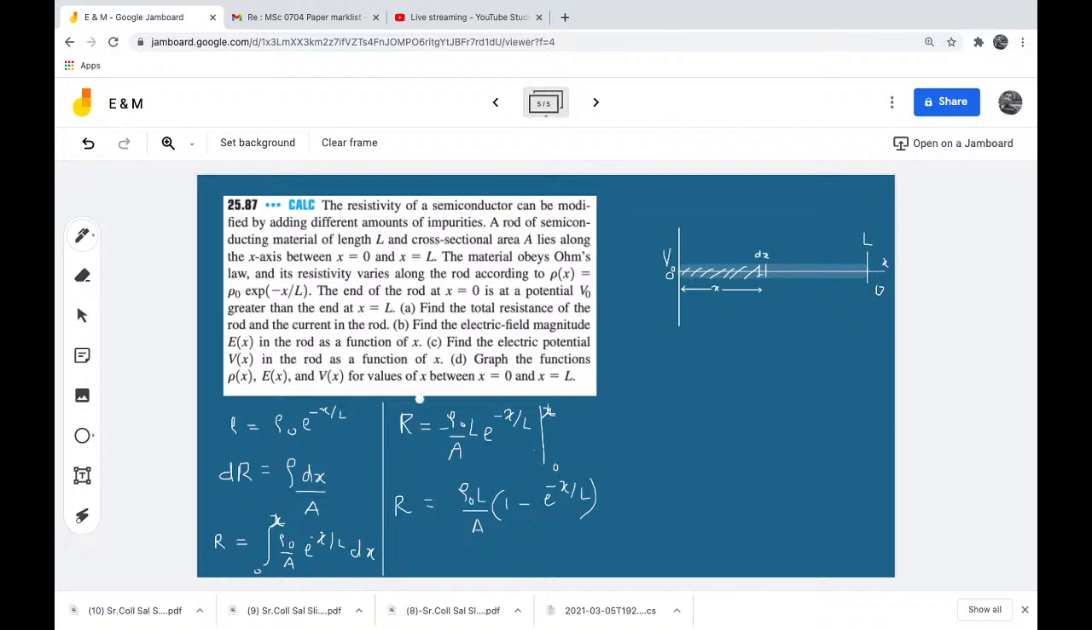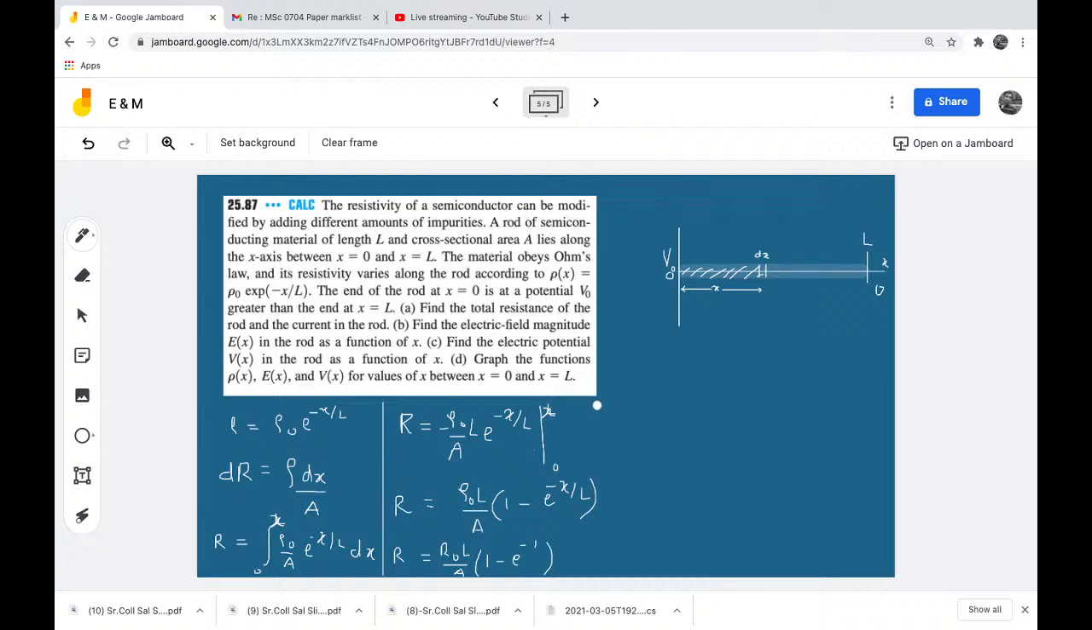Now the question asks: what is the total resistance of the rod? So the total resistance is now straightforward. It will be rho 0 L divided by A, and then here you get 1 minus e power minus 1. So this is the total resistance.